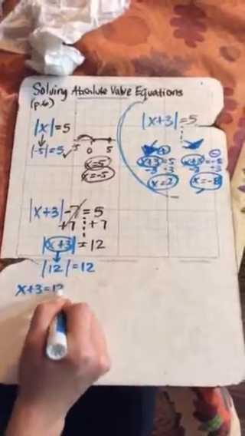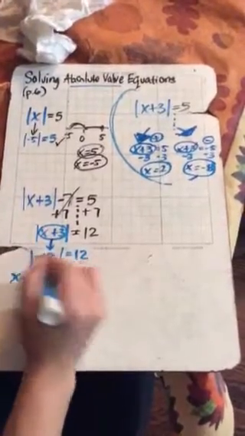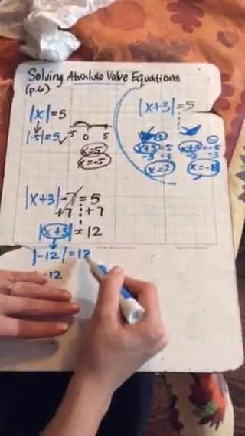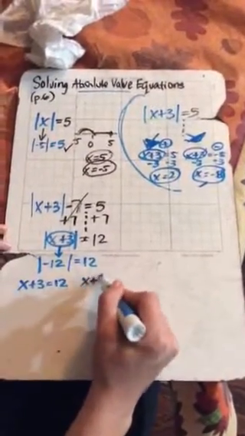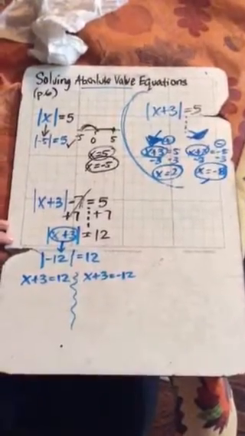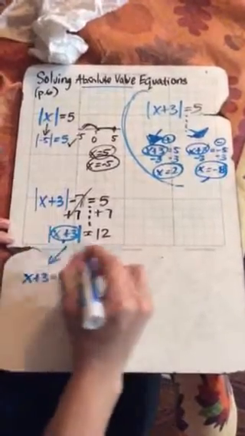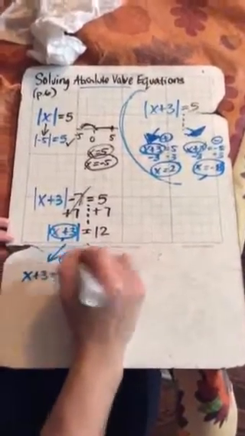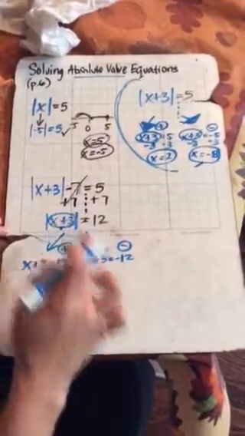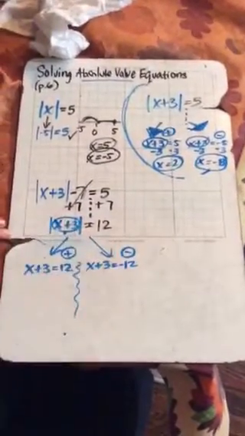X plus 3 equals 12. Or all of that could be -12. The distance from -12 to 0 is also 12. So x plus 3 equals -12. So we have our two different equations. Once the absolute value bars are alone, you're making your two cases, your positive case and your negative case. X plus 3, x plus 3. The inside part, you don't change. It could either equal 12 or it could equal -12.